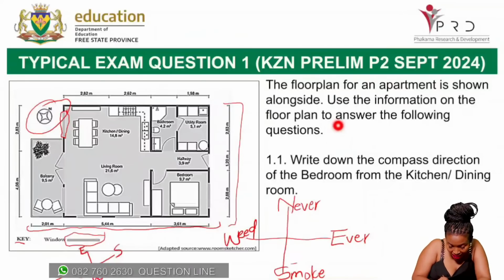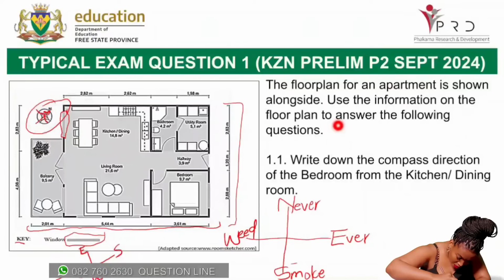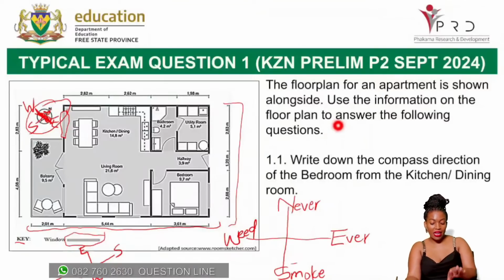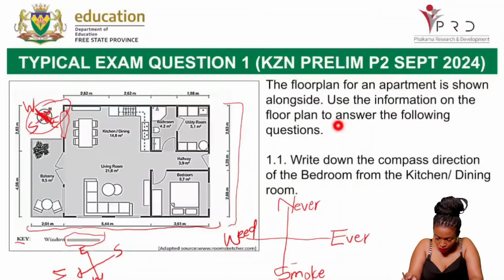Do you see our compass direction that is provided to us? Our north is not the normal north facing. Our north is facing that direction. So since that is north, you know that you must never ever smoke weed. So this is the compass that you will be working with. Let us look at the question.